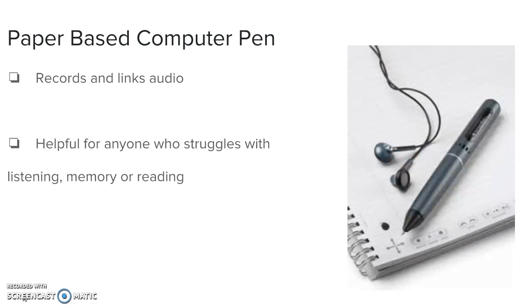Another really cool type of assistive technology that I've never heard of is something called a paper-based computer pen. This technology records and links audio to what a person is writing using a pen and special paper. This enables the user to take notes while also recording someone speaking. The user can later listen to any section of their notes by touching their pen to the corresponding handwriting or diagram. This can help anyone who may struggle with listening, memory, or reading.